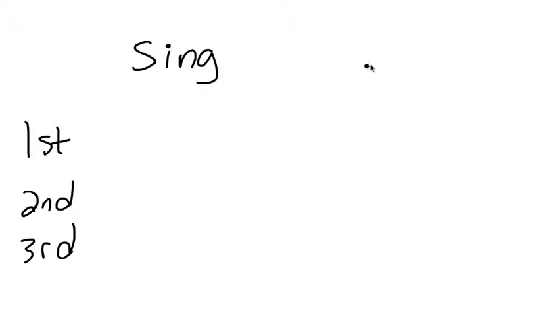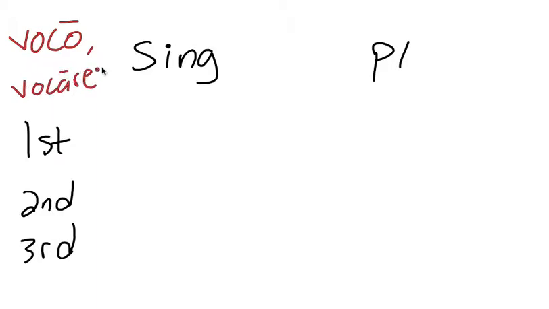So I'm going to set up first, second, and third person. And at the top here, singular and plural. And let's use the verb woko as our example. So woko, wokare. Of course, woko means to call.